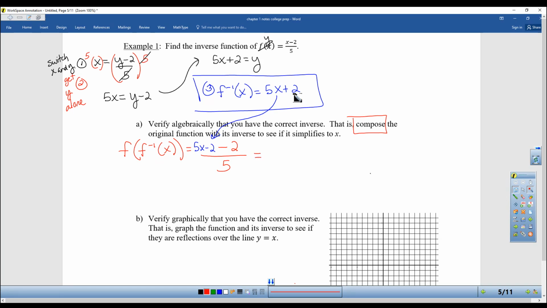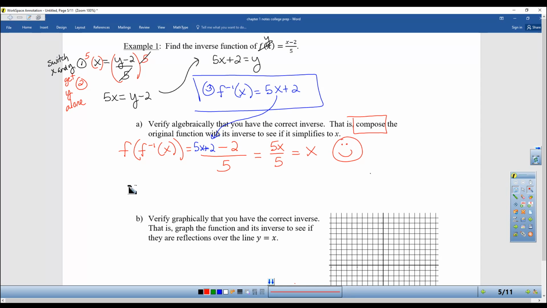Oops. 5x plus 2. There's a plus there. And what does that give me? The 2's cancel, and I get 5x over 5. And then the 5's cancel, and I get x. I've verified algebraically that it worked.